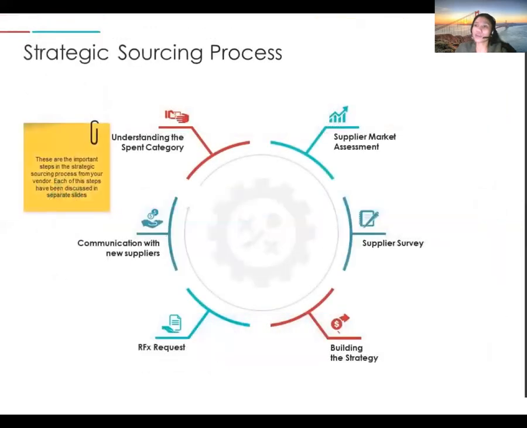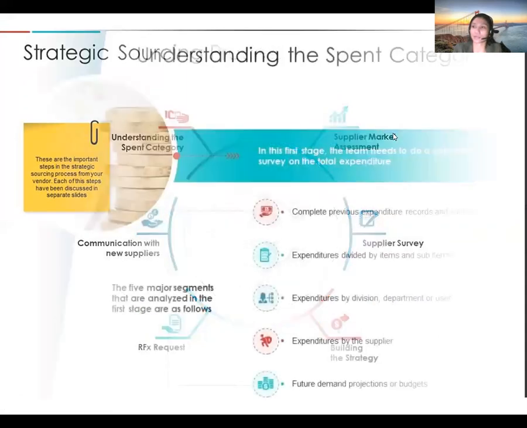Then next, let's talk about the strategic sourcing process. These are the important steps in the strategic sourcing process from your vendor. Each of these steps has been discussed in separate slides. Under the spend category: understanding the spend category, communication with new suppliers, RFX (request for proposal), building the strategy, supplier survey, and supplier market assessment.